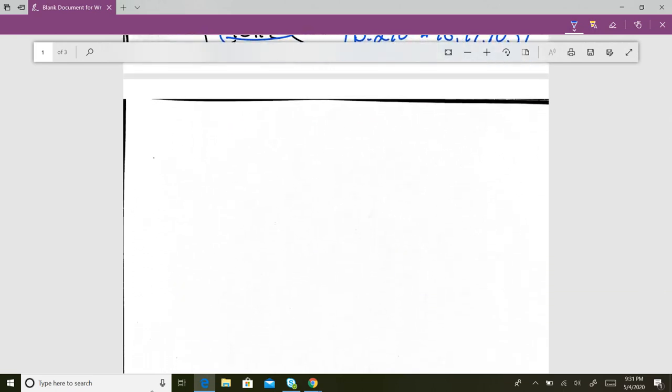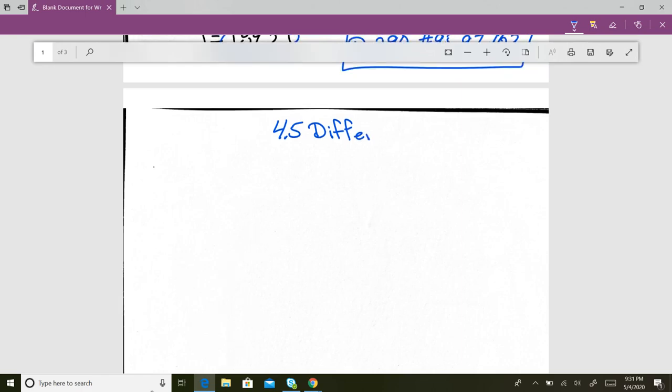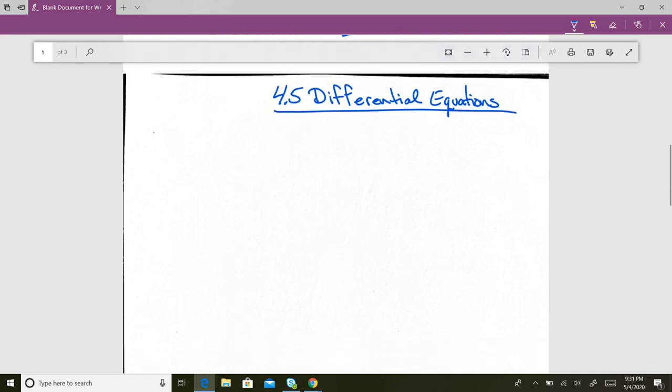Okay, we're going to go back to 4.5, the mini lesson on differential equations. We do some more of this later on, but the book has a few examples in this unit, so we might as well just look at a couple of them right now. And I'm only doing one example. It's really, really short.